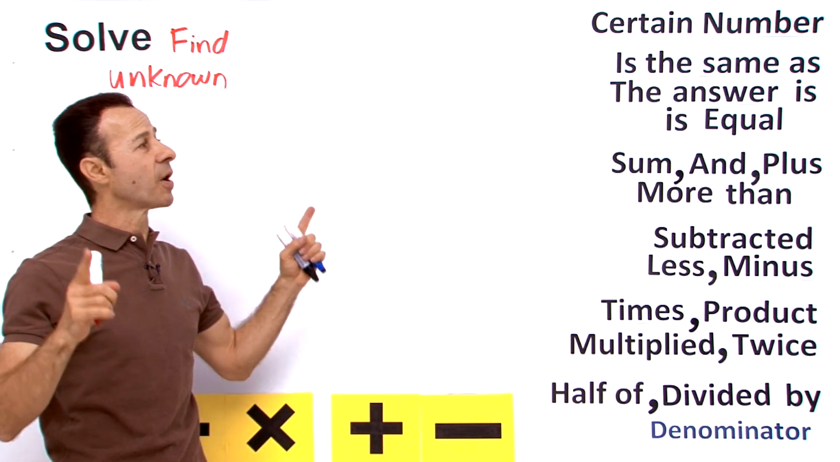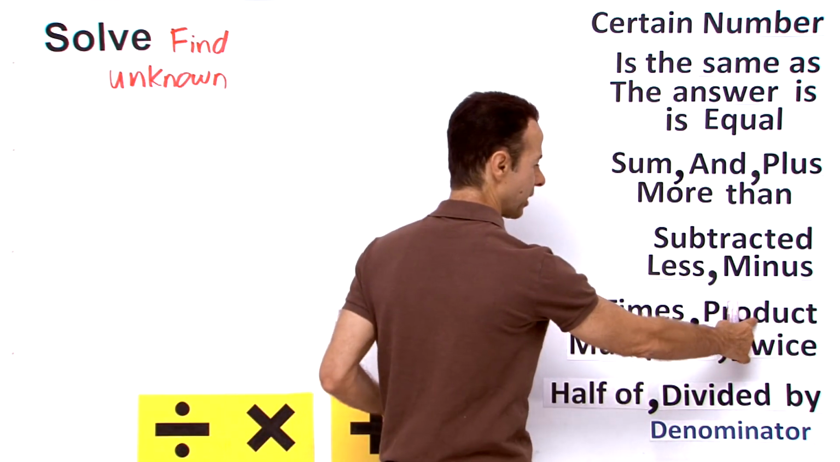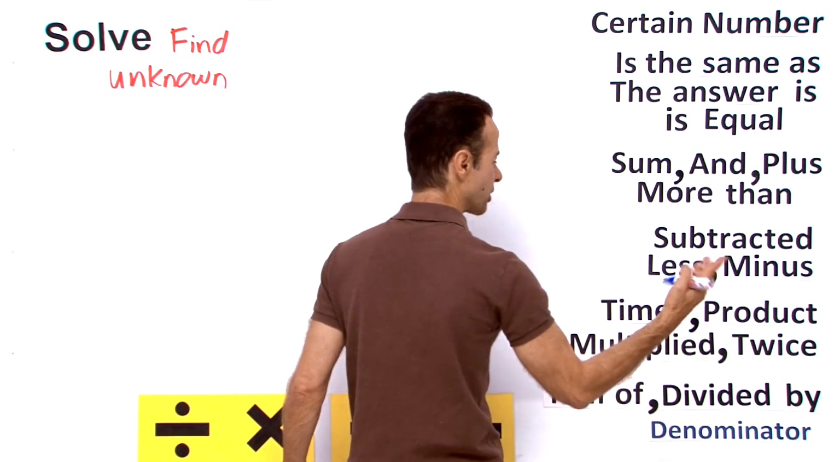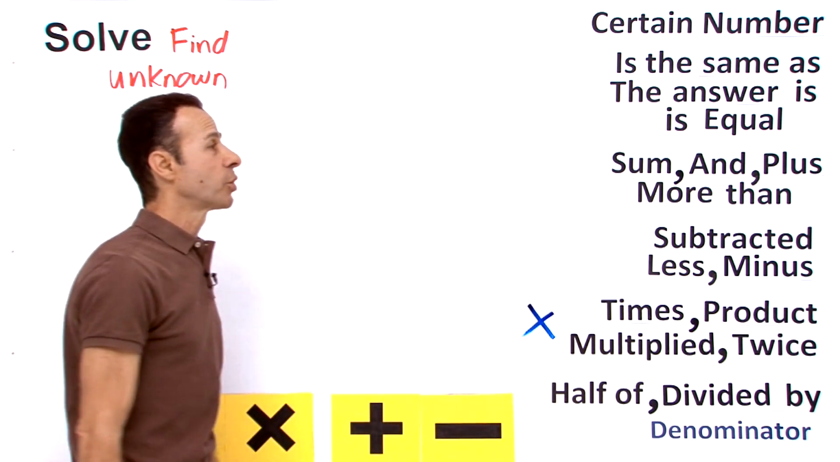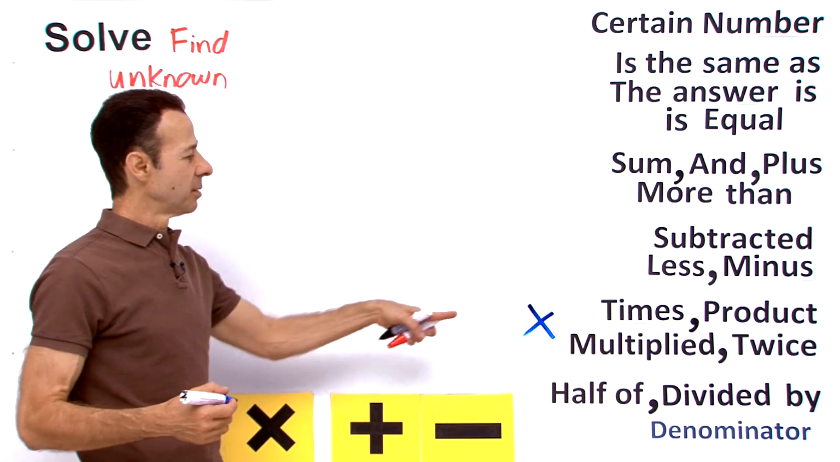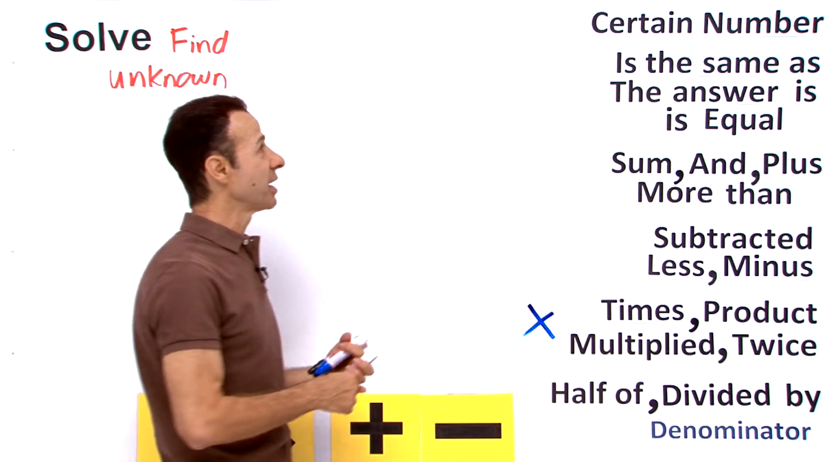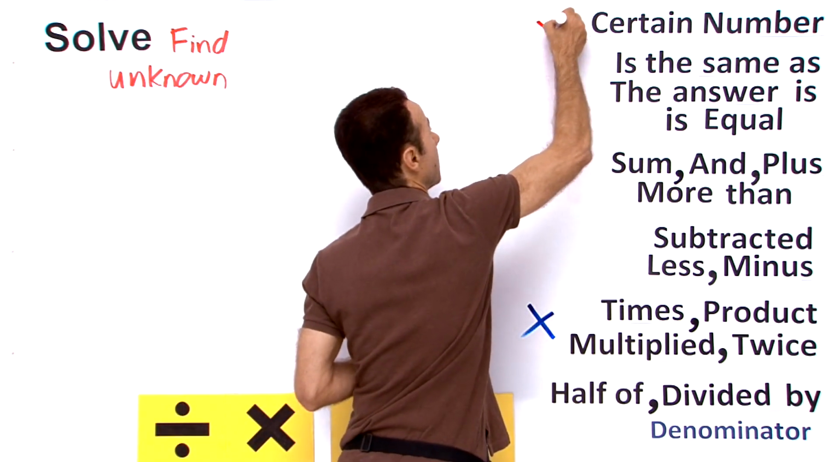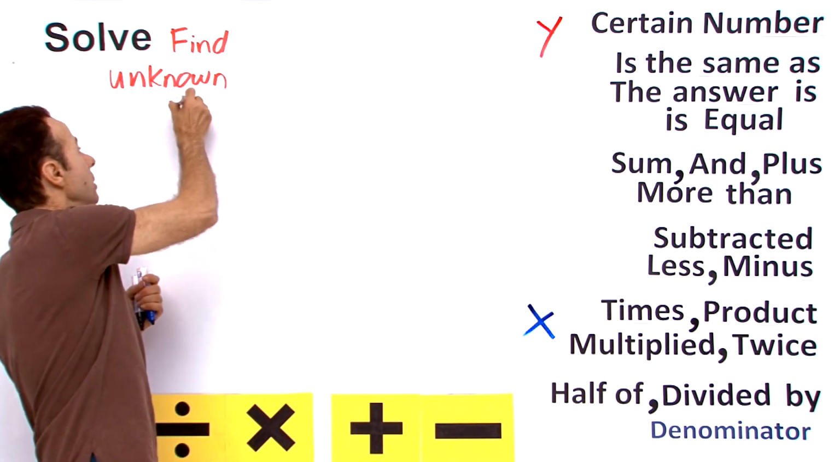So it goes, solve the product of the product. Let's find product. Product is right here, means times, multiply, twice, 3 times. Solve the product of 7 and y. So we're going to multiply 7 and y. So what's y? Y is the unknown. Up here, that's the certain number that we're after. That's the unknown. We're going to call it y.